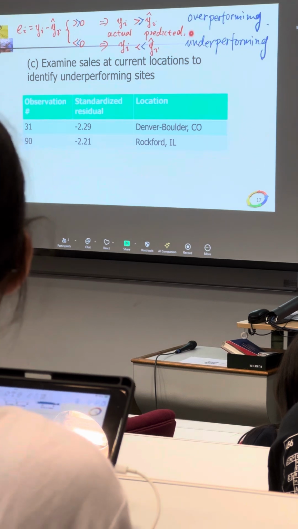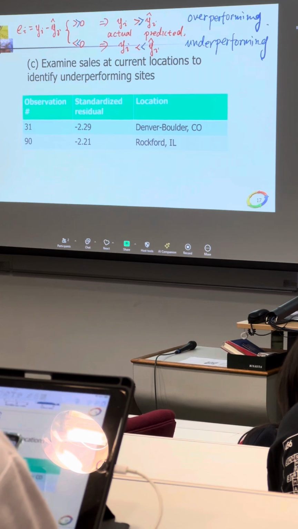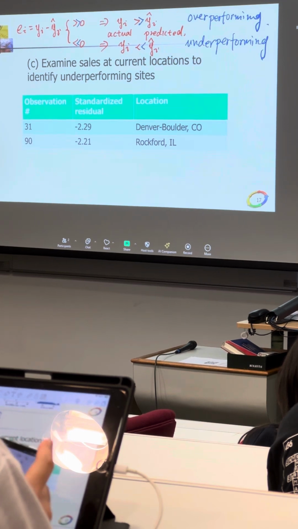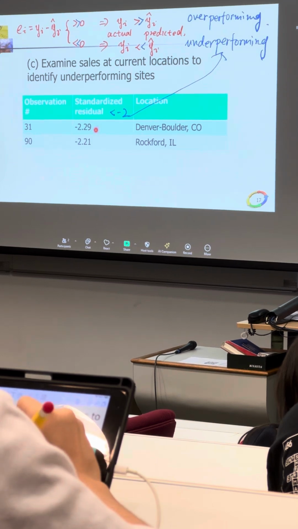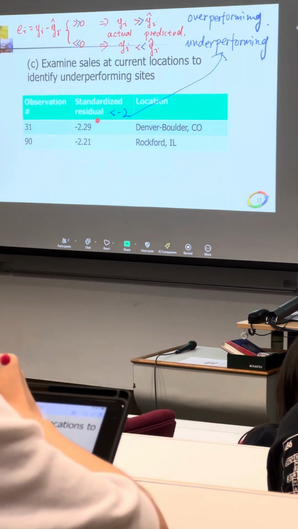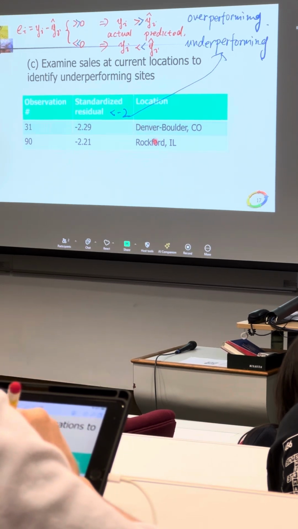Here, we have the overperforming site, that is the outlier at the top, and the underperforming site, that is the outlier at the bottom when we are plotting the residual plot. We only look at the underperforming sites in this particular case. So we look at the standardized residuals that are less than -2. That will be our underperforming sites. Using the standardized residual, we identify two pharmacies. One pharmacy is located in Denver, the other is located in Rockford.